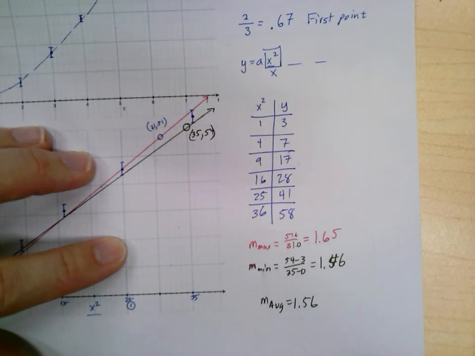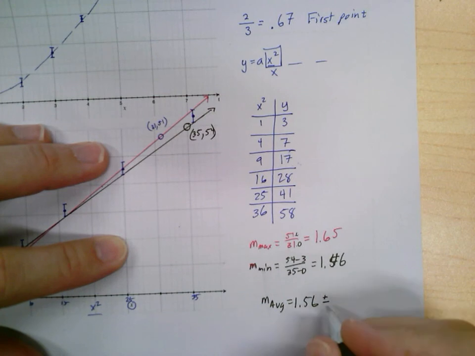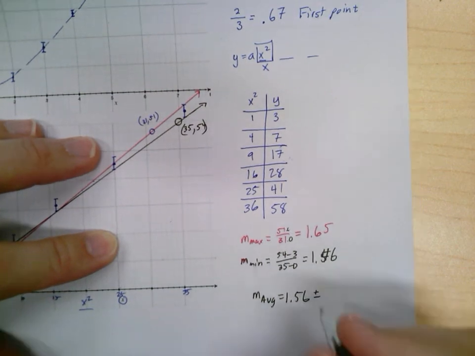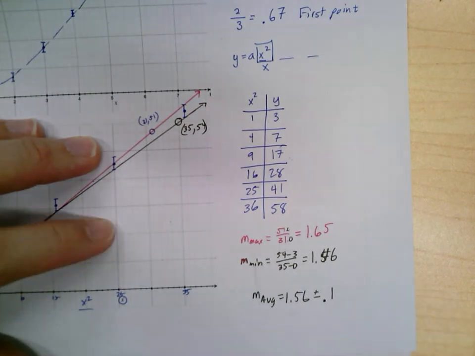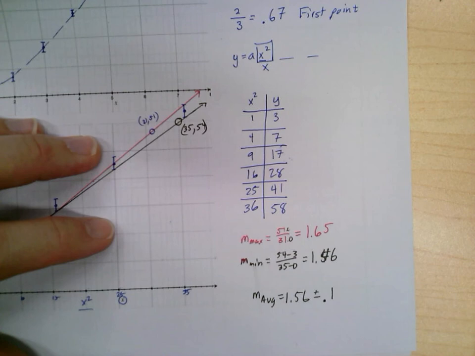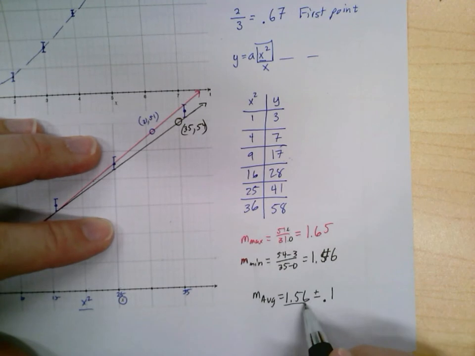And now that I have my average slope of 1.56, then I can find the uncertainty in the gradient, which is that it can go all the way up to 1.65 or all the way down to 1.46, which is plus or minus 0.1. All right, and that's all there is to it. Why did I say 0.1? Because 0.56 goes up to 0.65, 0.56 goes down to 0.46. That's a difference of 0.1. So the uncertainty is this is what I believe it is, but it could be as high as that, as low as that, so plus or minus 0.1.